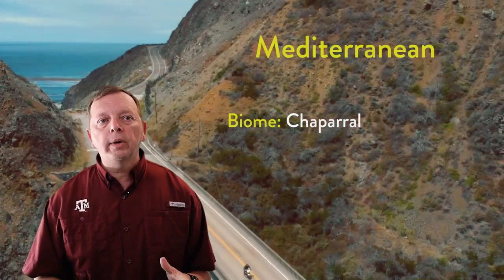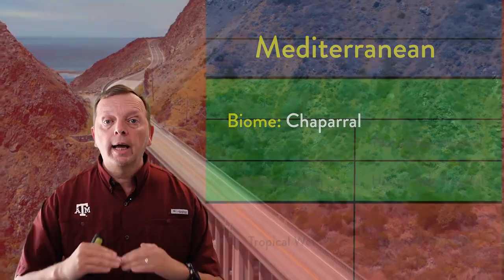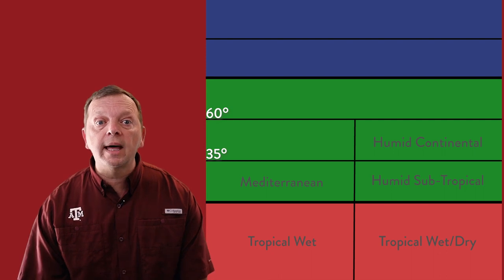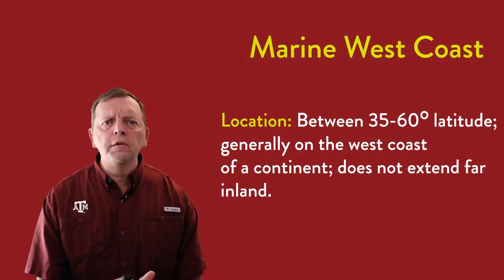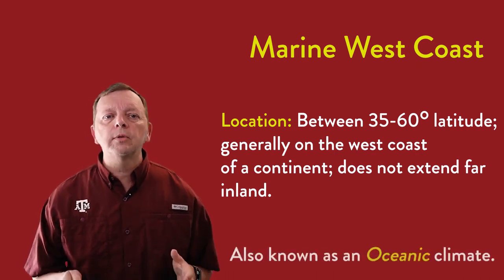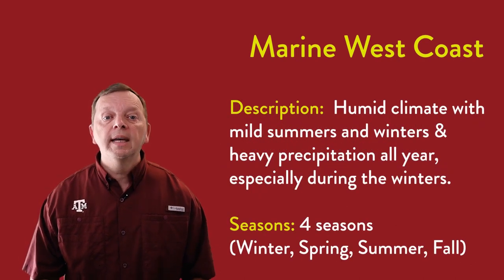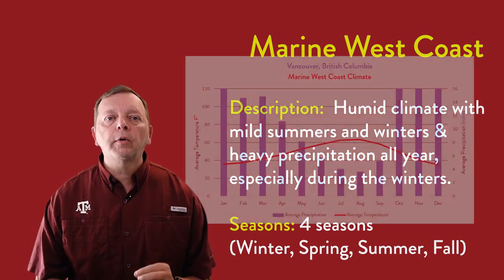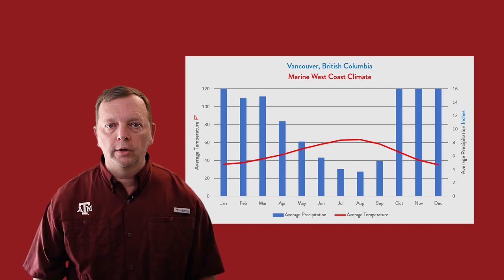Now, the biome of the Mediterranean climate is the chaparral biome, which is shrubs and bushes. Now, lying closer to the poles, between about 35 degrees and 60 degrees latitude, is the marine West Coast climate. This climate usually doesn't stretch too far inland, as it's largely influenced by the oceans. In fact, this is sometimes known as an oceanic climate. As with all of our temperate climates, it has 4 seasons. The temperature will remain mild throughout the year. However, it will receive a large amount of precipitation throughout the year, especially in the winter.